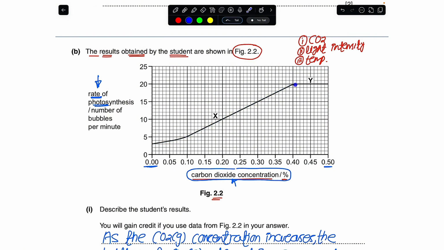But if we just look at this point where the graph is becoming constant, or the graph is leveling off, or this is forming a plateau, so from this point onwards, anything that is given here on the x-axis would become excess, and the other two, which are the light intensity and the temperature, they would become limiting.